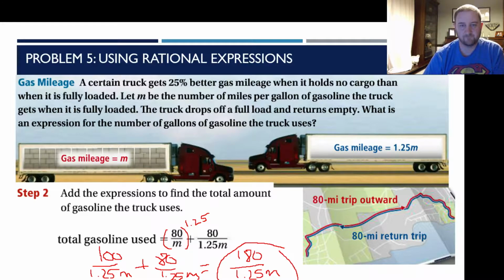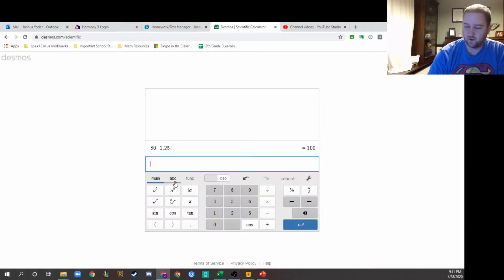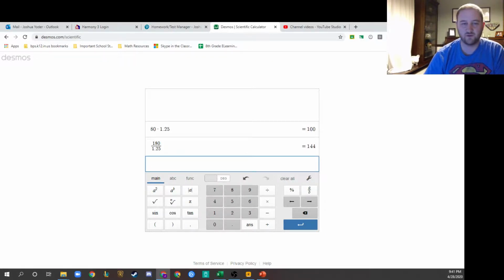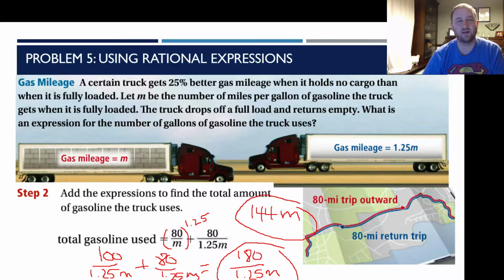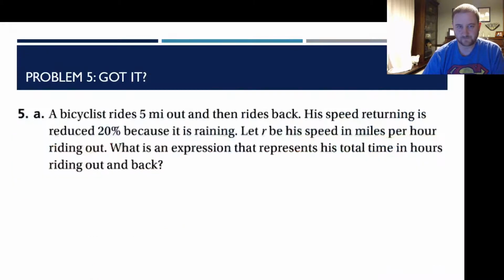You can also reduce this, by the way. 180 divided by 1.25. Okay, let's just reduce that. 180 divided by 1.25 gives us 144. So we'll say it's 144 times M gives you the total number of gallons. Okay? All right, what I want you to do here is go ahead and do this one on your own.